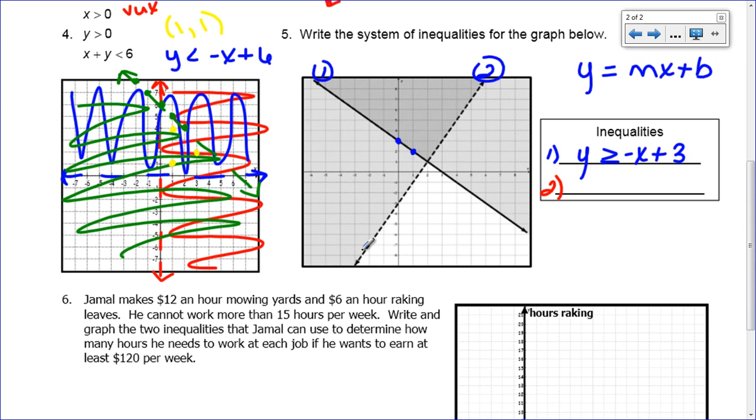So number 2, we'll start with the y-intercept again. This time the y-intercept is -3. It's at -3. And for my slope, here's a pretty point and here's a pretty point. Well, I had to go up 2 and over 1. So that makes my slope 2x because I had to go up 2 and over 1.